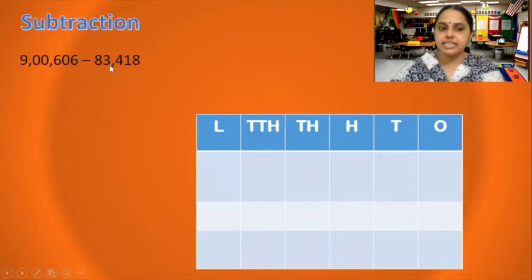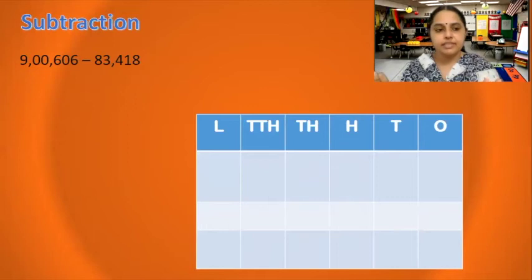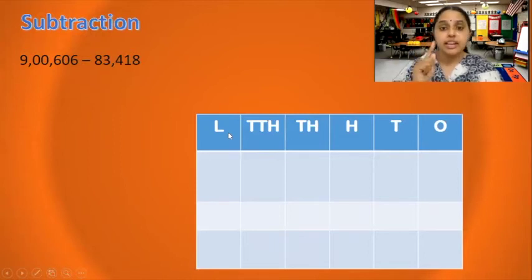9,06,606 minus 83,418. That means we can directly represent the first number first, write minus, and then write the second number. To do subtraction, what should we do first? We should write the numbers properly on the place value chart, so that we don't make mistakes. Even if you don't write the ones, tens, thousands, 10,000s and lakhs, you have to neatly write digit under digit. Otherwise, you will make mistakes when you are doing subtraction.